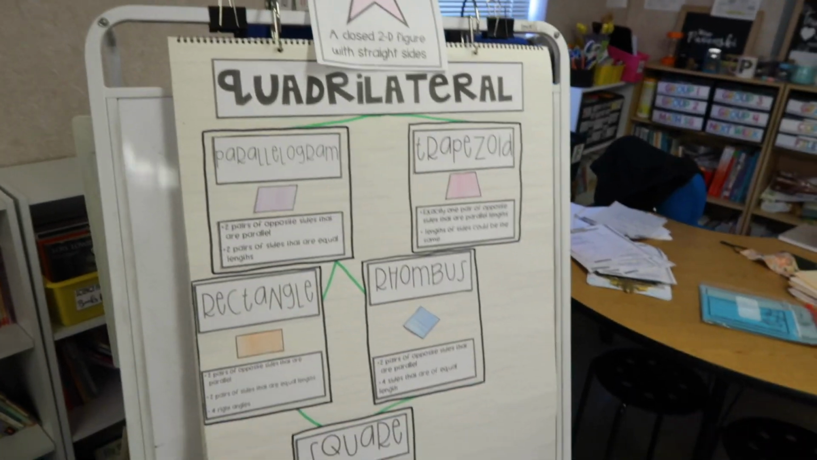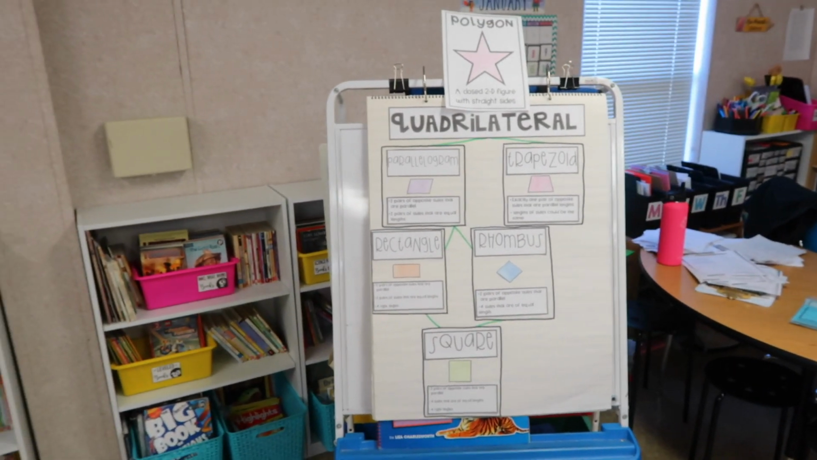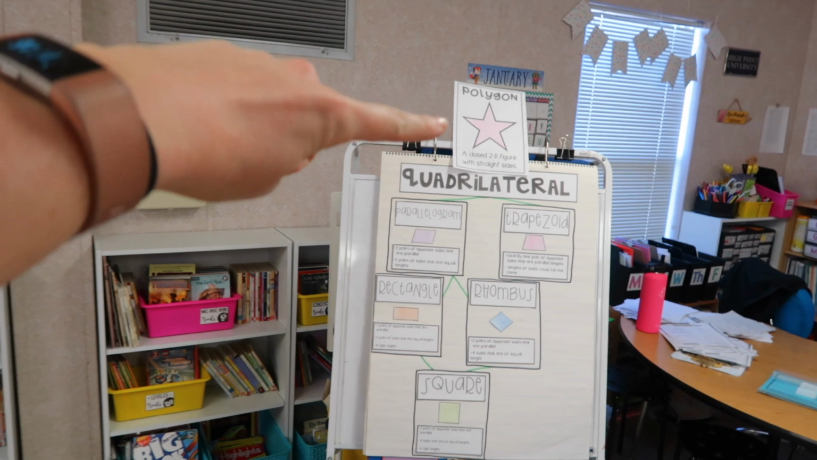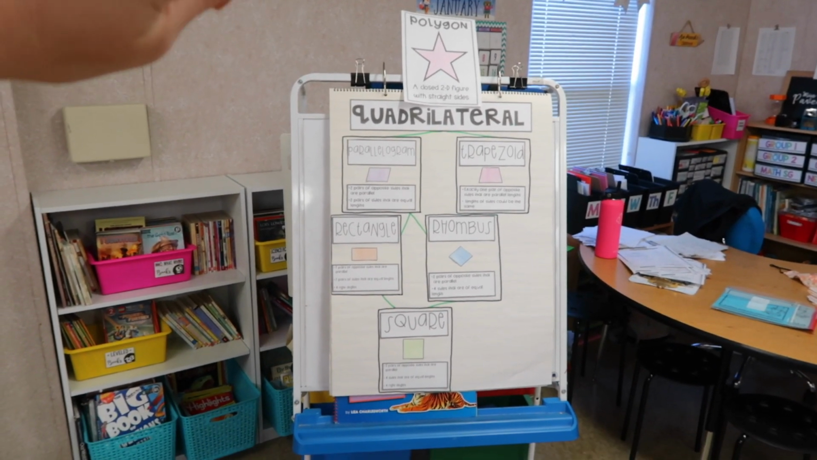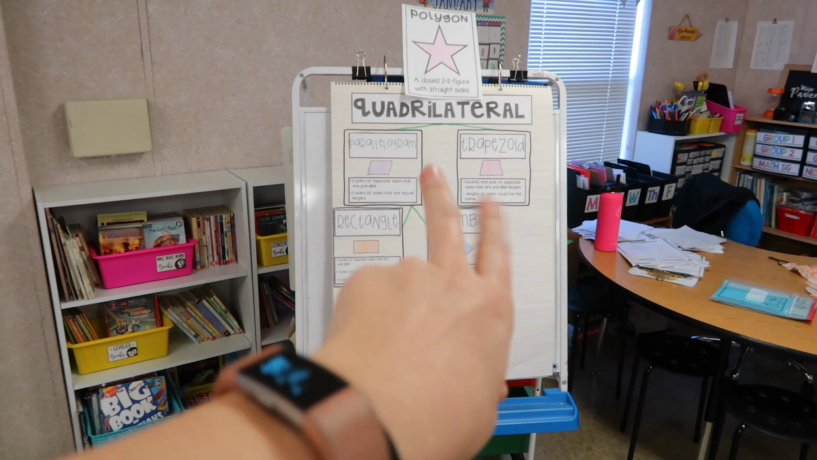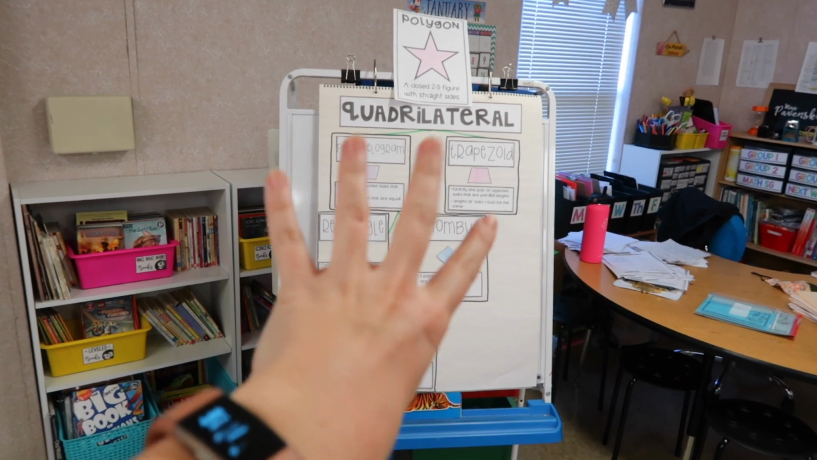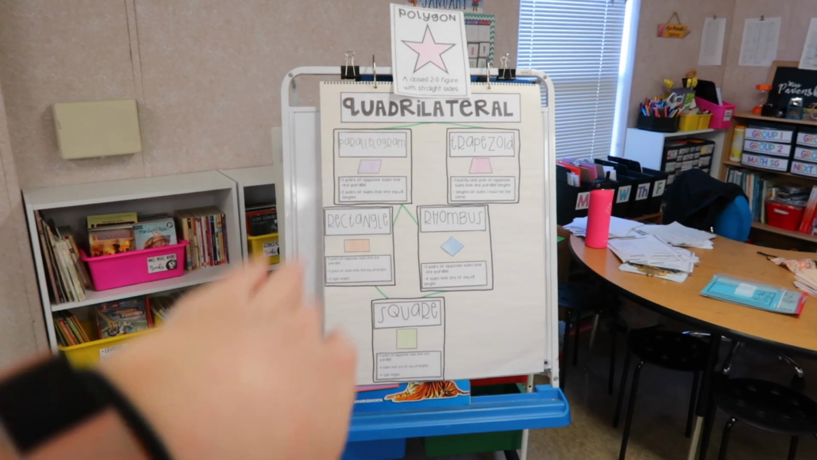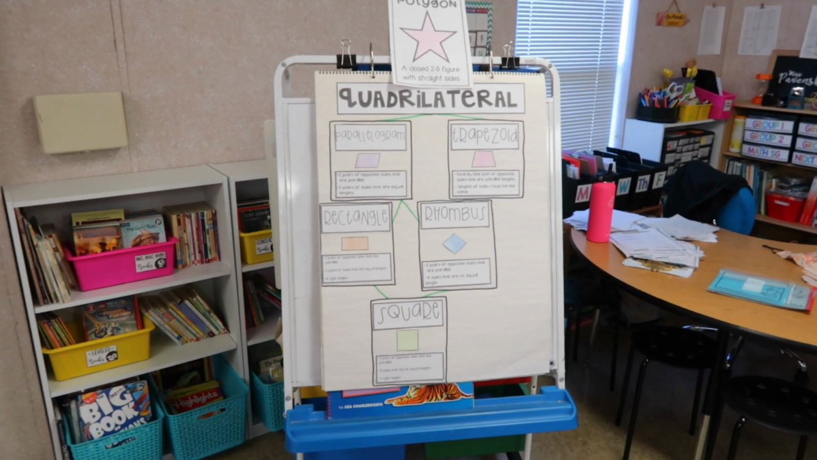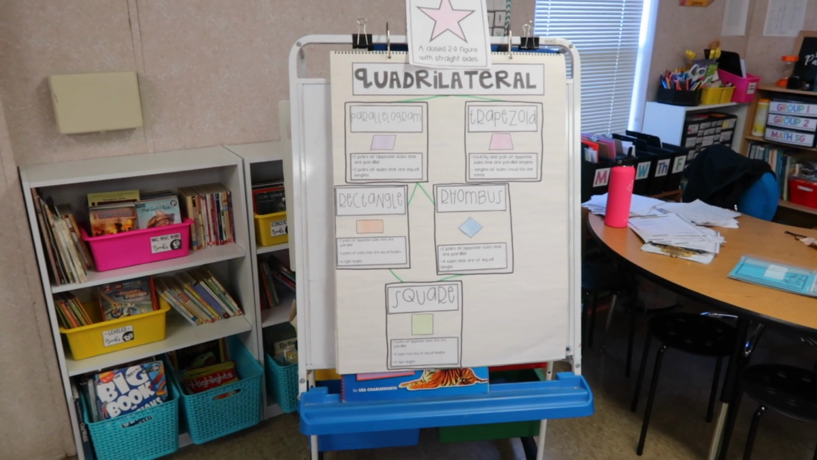I never showed you what it turned into. I love it. I've never put the polygon on the top before, but I love that we have that sheet, and I love that it's a star, because we talk about the quadrilateral tree, the family tree, how it's all connected, and I said, don't forget the star goes at the top. It starts as a polygon. So that is a great visual for the kids.